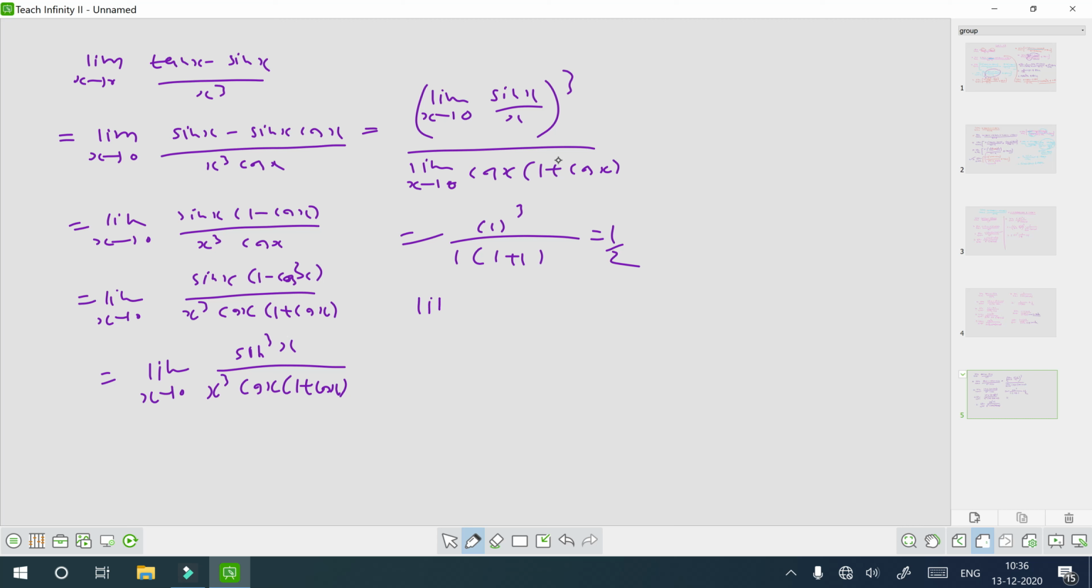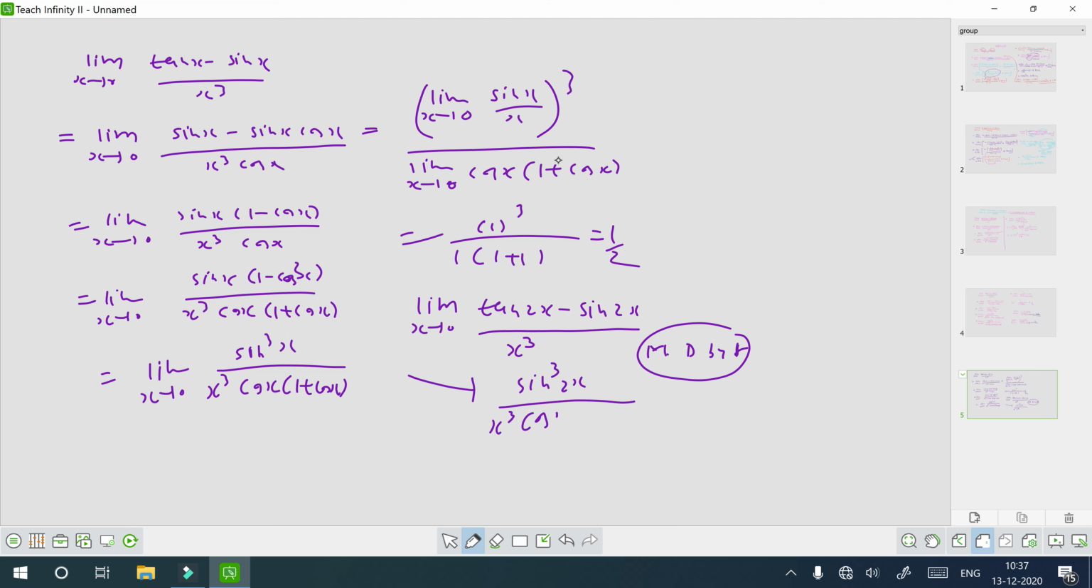Now see here, I would like to leave this one for you: tan 2x minus sin 2x over x cube. Convert into sin and cos, then arrange. Then here you get 2 sin cube 2x, and here you get x cube. So then you need to multiply and divide by 8. This is a hint for you, because after simplification you get it in this way: sin cube 2x upon x cube, cos 2x into 1 plus cos 2x. This type of step you get after simplification of this one.